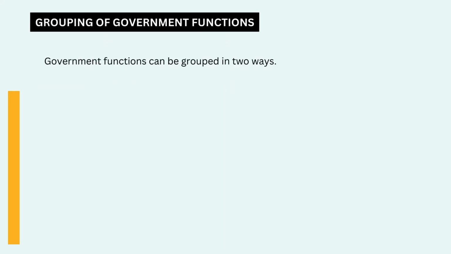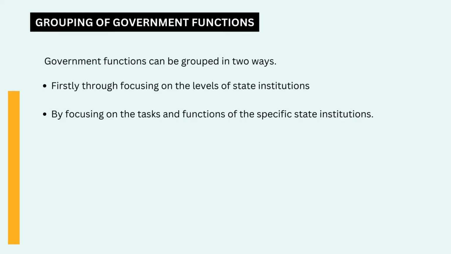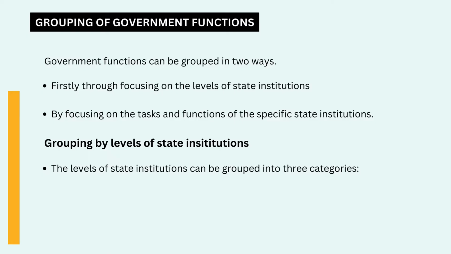Grouping of government functions. Government functions can be grouped in two ways as outlined below. 1. Through focusing on the levels of state institutions. 2. By focusing on the tasks and functions of the specific state institutions. Grouping by levels of state institutions. The levels of state institutions can be grouped into three categories, namely national, provincial, local.